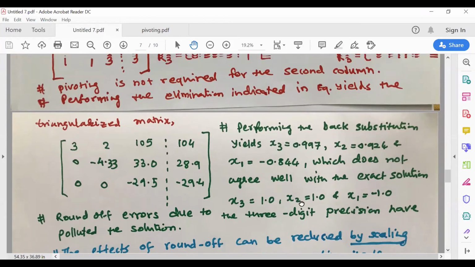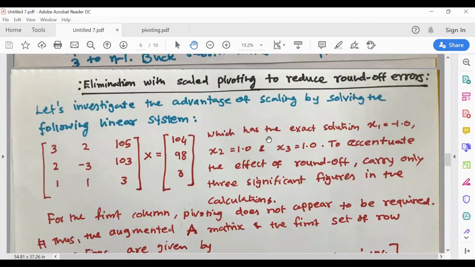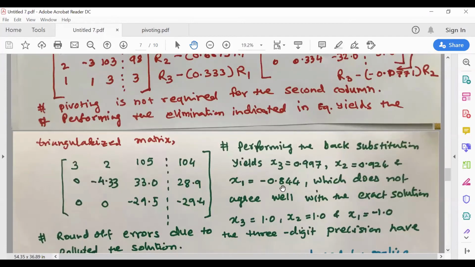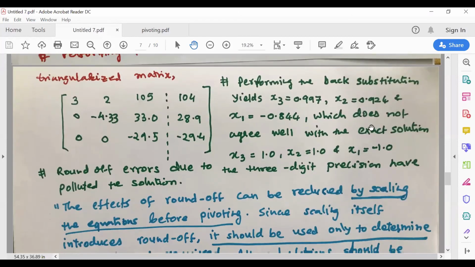x1 is much more deviated. Original solution is this. x1 is minus 1, and here it is minus 0.884. And x2 earlier it was 1, and here it is 0.924. So there is a problem here.